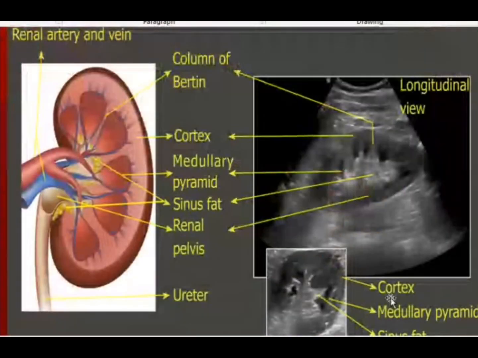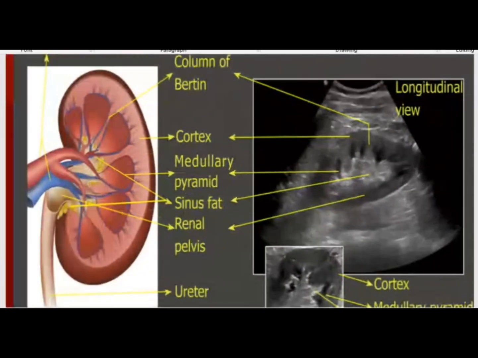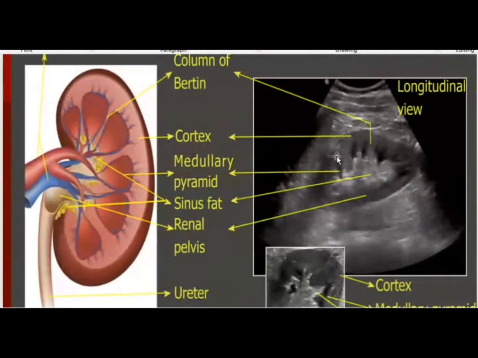Can I show you an example? This is an example. Okay, this is the cortex of the kidney. These are the columns of Bertin. Those ones. And in between them, you have the medullary pyramids. And this light region where you have fat, that is where you have the major and minor calyces.